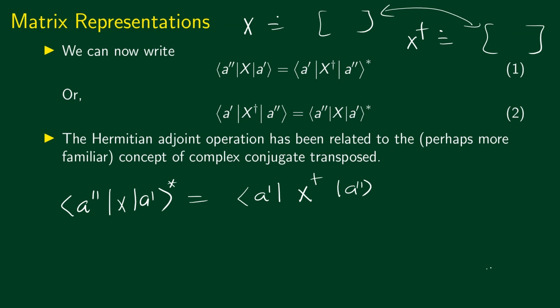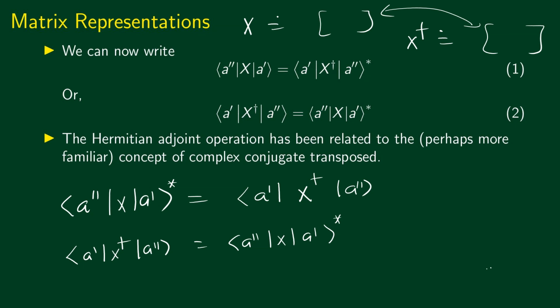Right, so if you need to find the complex conjugate of this number, you should do two things. You have to interchange the bra and the ket, and you have to replace X by X dagger. You could think of this as the definition for X dagger. All right. So we see that ⟨A′|X†|A″⟩ is equal to ⟨A″|X|A′⟩ star.